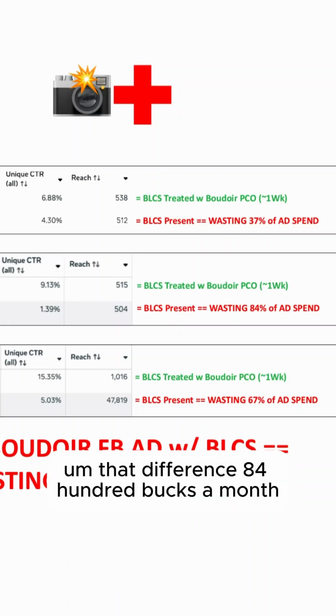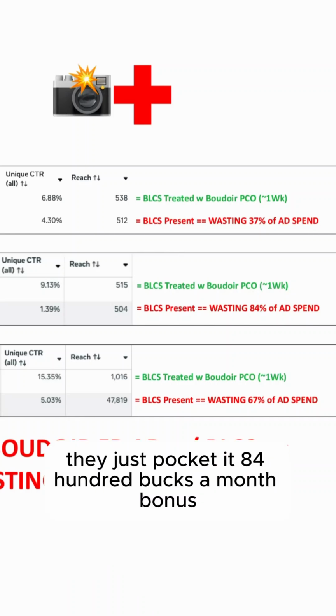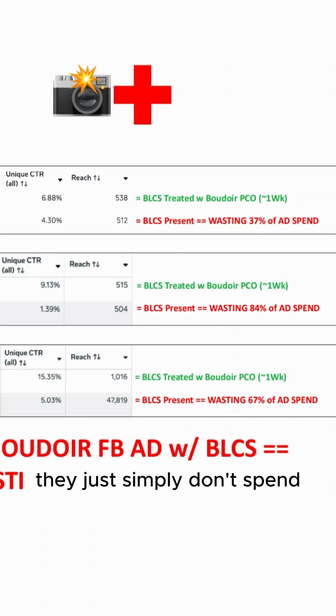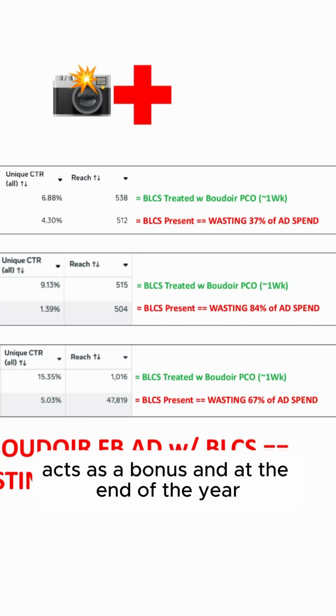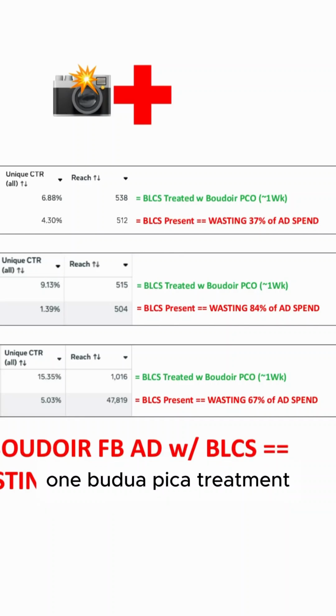that difference, $8,400 a month, they no longer have to spend. They just pocket it, $8,400 a month bonus, kind of a phantom bonus or Boudoir Pico bonus. They just simply don't spend the money, it stays in their pocket, acts as a bonus. And at the end of the year, it's like a 100K bonus just from one Boudoir Pico treatment.